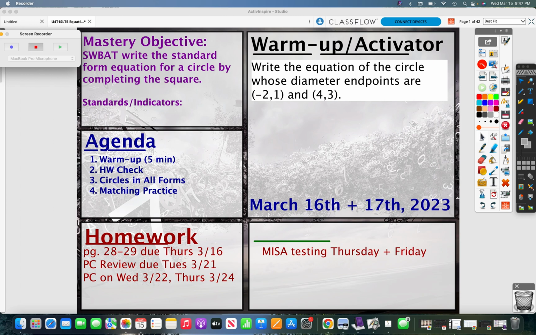Your homework is, of course, page 28 and 29. That is due for you today. So please make sure that is submitted on the portal. If it's not, go ahead and get that done before we go over the homework and the lesson here.